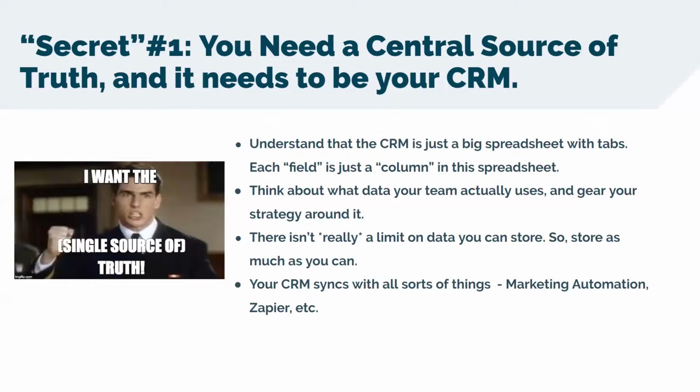So understand first and foremost that your CRM is just a big spreadsheet with tabs. Each field is just a column in that spreadsheet. Each object is just a tab on that spreadsheet. You're just basically holding your data there. Then you can think about what data your team is actually using and really focus your view around that, and try to eliminate as many pieces of data that your team doesn't actually use.